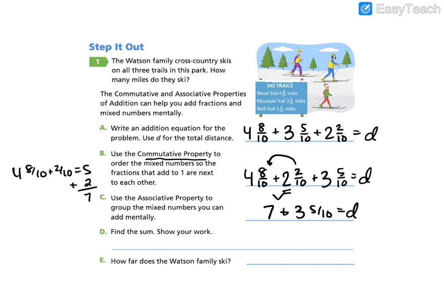Right? So I've already done one step. 7 plus 3 5/10 gives me a total of 10 5/10. So how far do they ski? 10 5/10 miles. Go ahead and pause if you need any more time to complete this.